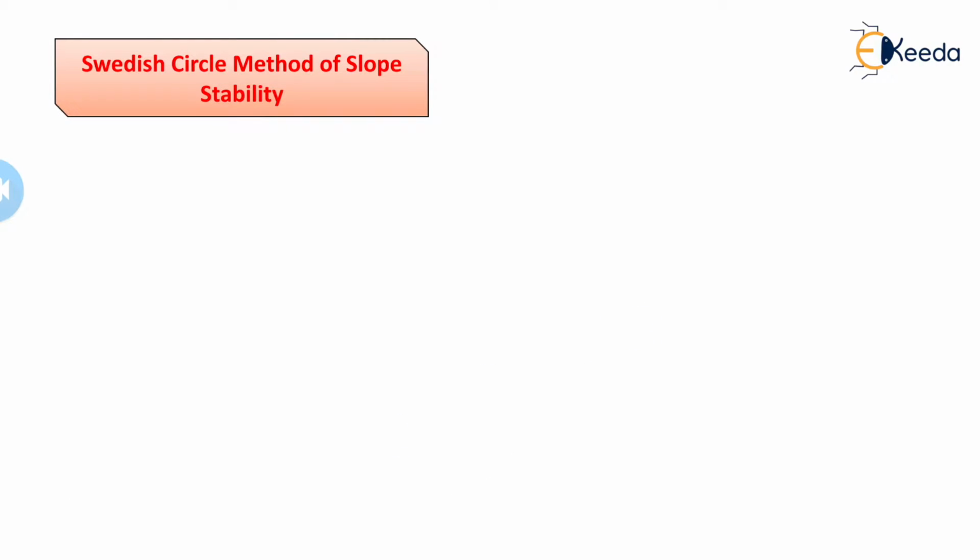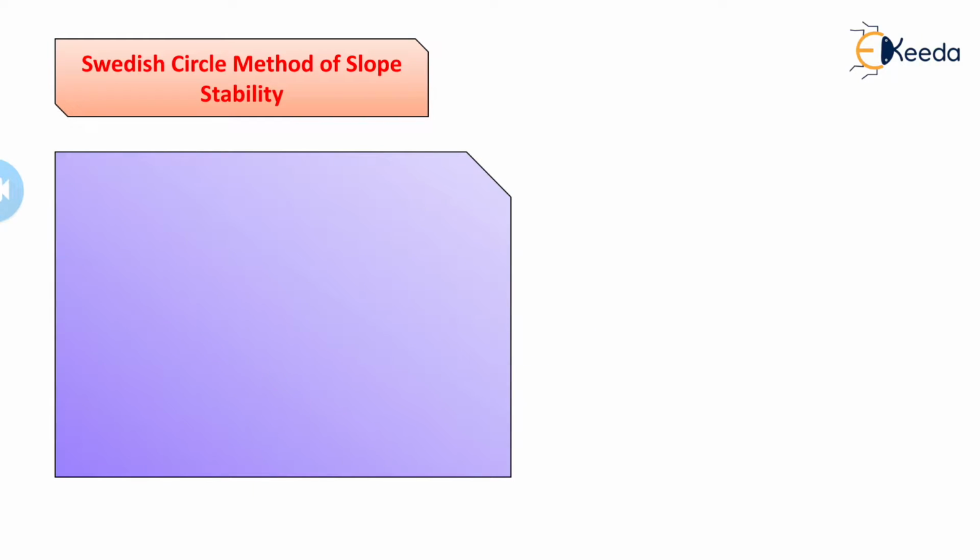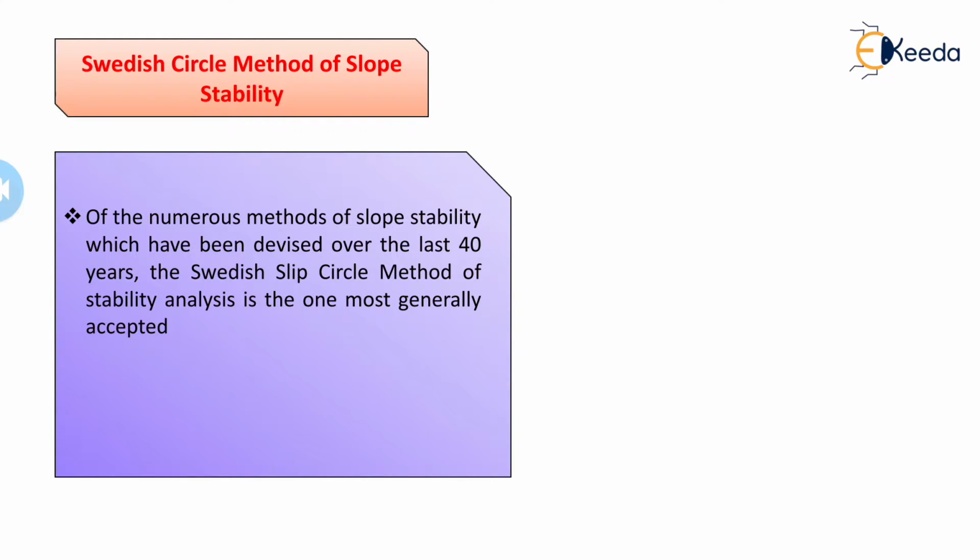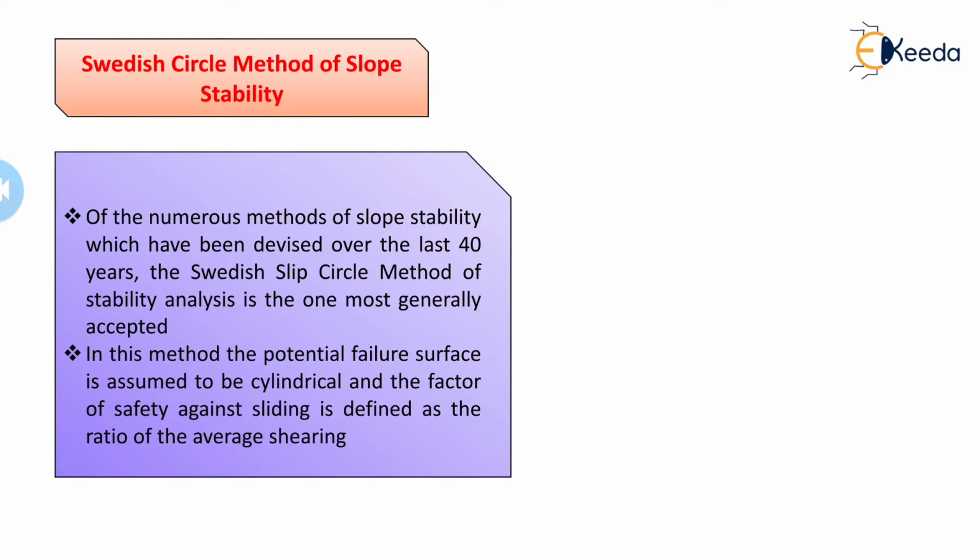So here is the Swedish circle method of slope stability. Out of the numerous methods of slope stability which have been derived over the last 40 years, the Swedish slip circle method of stability analysis is one of the most generally accepted methods. What exactly is done in this method?